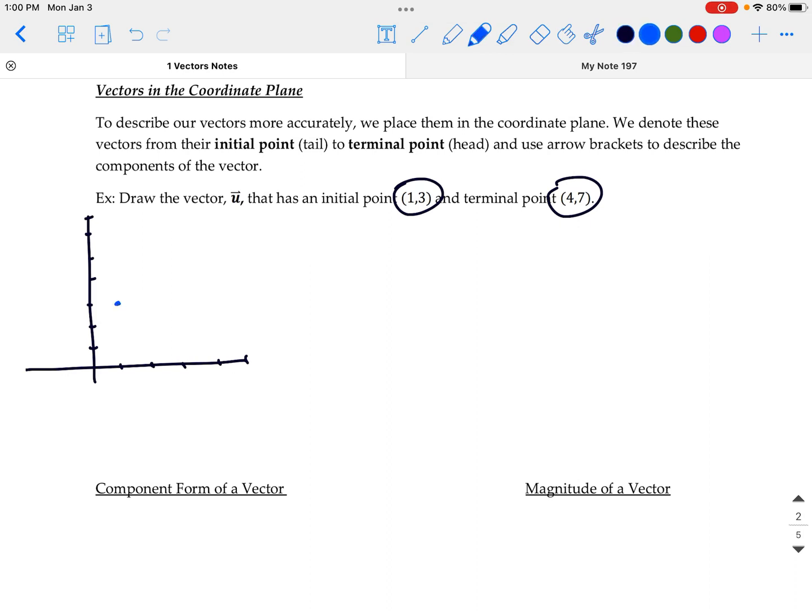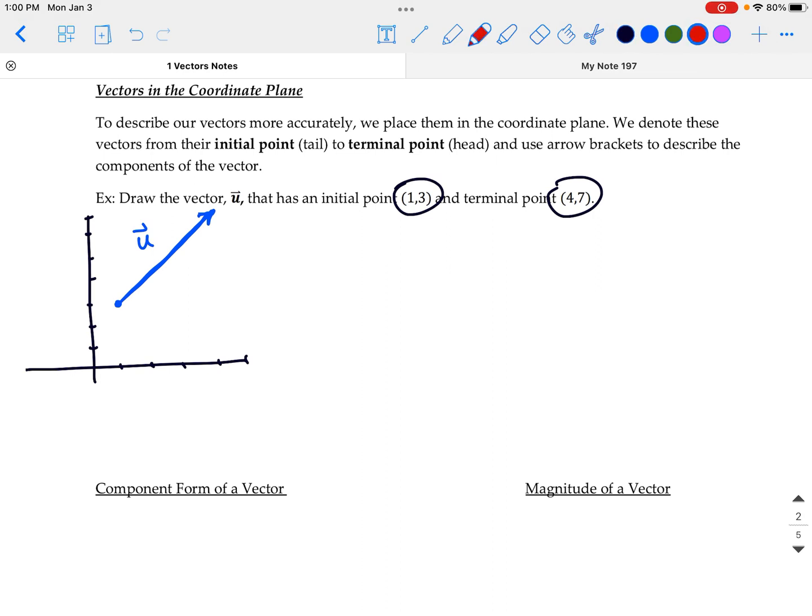So our vector is at 1, 3 for its initial point or tail, and then 4, 7 for its terminal point. And so that is our vector u. So this vector is heading northeast at some angle measure, which we don't know. And so drawing it in the plane is useful.